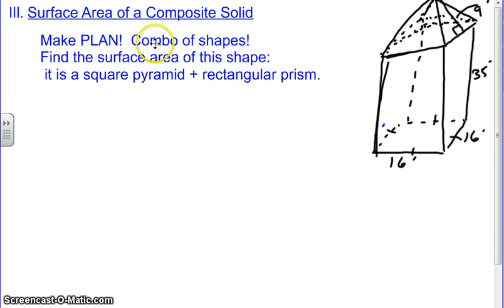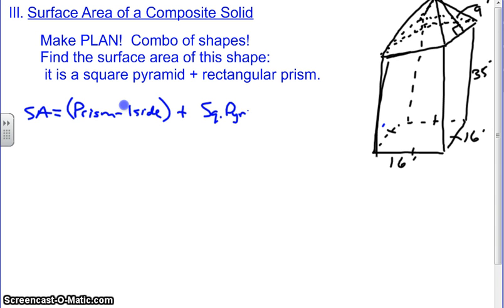So when you have a composite figure, I expect you to make a visible plan. Super important. That shows the combination of the shapes. And then be careful, two sides are covered. So the total surface area here could be the prism. Take away that one side, right? Take away one side. I don't know if you want to call it the base. Some of you will call that the base, one of the two bases. We have options though because it's a rectangular prism, right? And then we're going to add the square pyramid surface area.